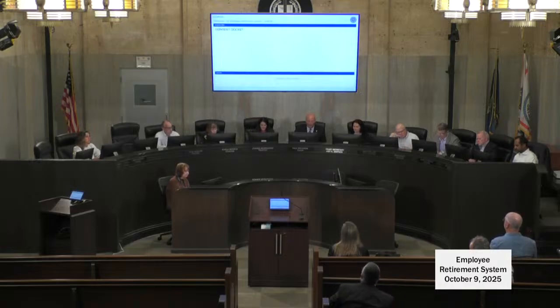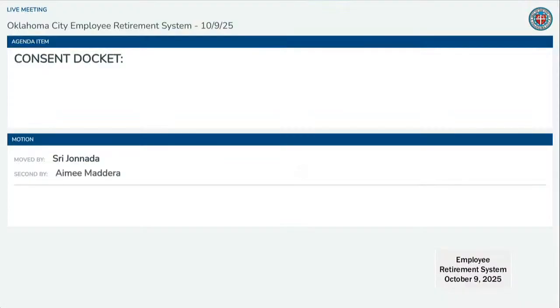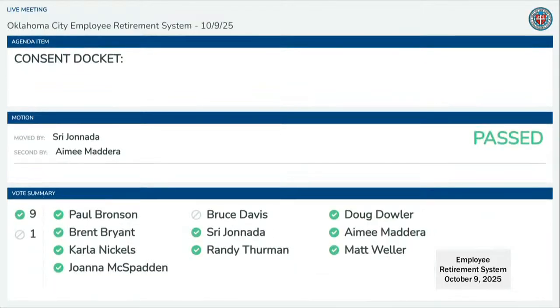Item number 4 is the consent docket. We can approve all those items with one motion. I have a motion and a second. Please record your vote. Item is approved.